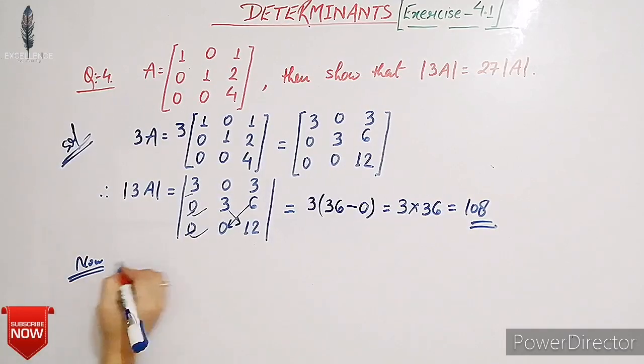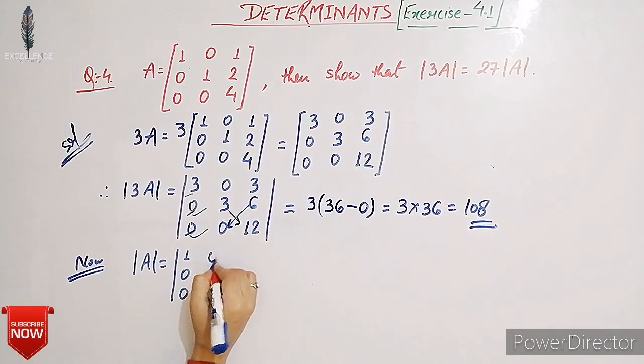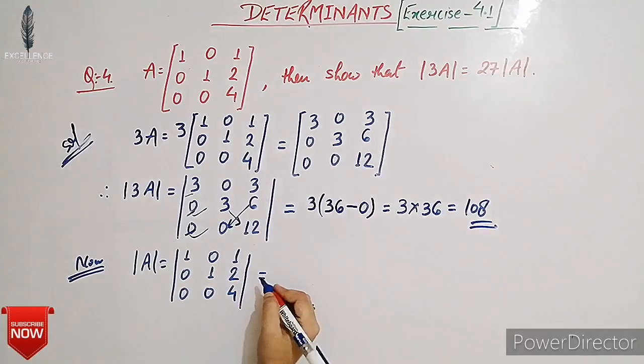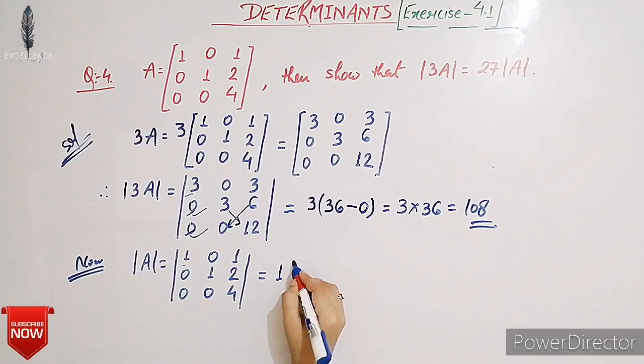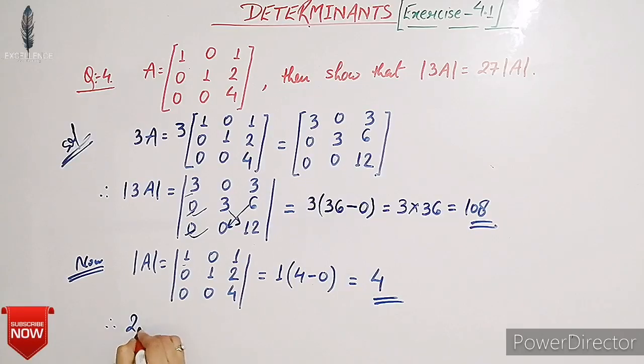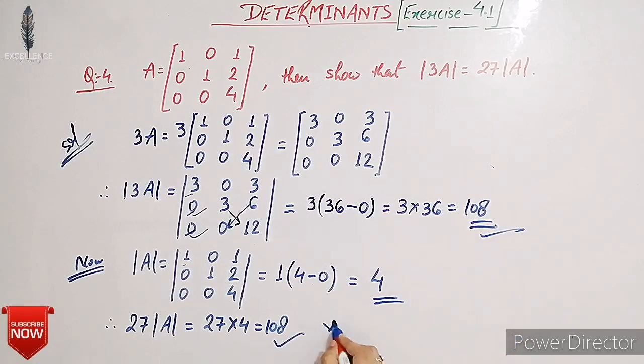Now from the RHS part, first we have to find determinant of A, that is 1 0 0, 0 1 0, 1 2 4. On evaluating this along the first column, 1 into 4, that is 4, minus 0. So it is equal to 4. So 27 into determinant of A is equal to 27 into 4, that is equal to 108. So here LHS is equal to RHS, hence proved.